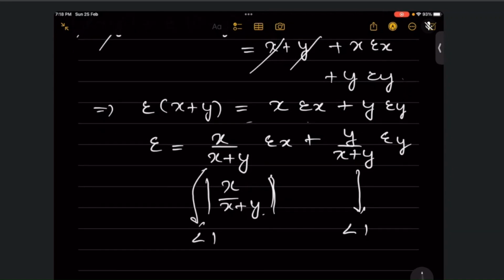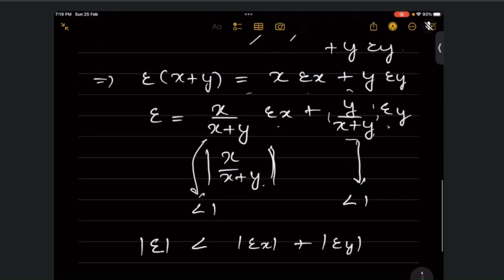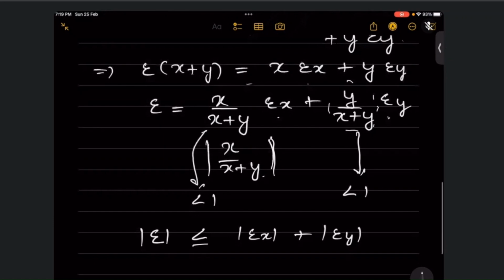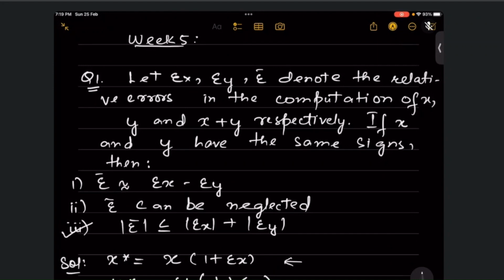Now anything multiplied with epsilon x which is less than 1 will turn it into something which is less than epsilon x. And similarly, if this number is less than 1 and we are multiplying it with epsilon y, it will give us a number which is less than epsilon y. Correct? Then this number is less than epsilon y, this number is less than epsilon x, and they both add. So this epsilon, its magnitude will be less than the absolute magnitude of ex plus ey. Correct? So from this, option number 3 is correct.